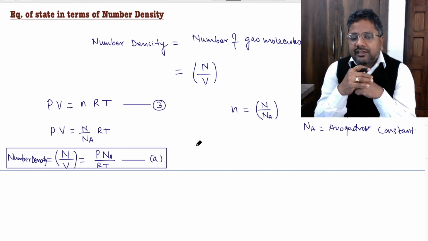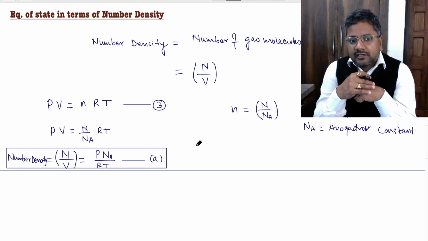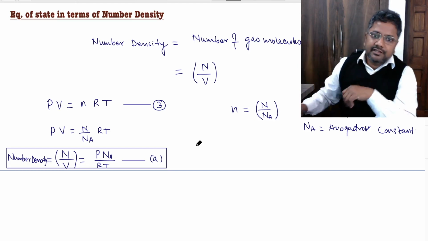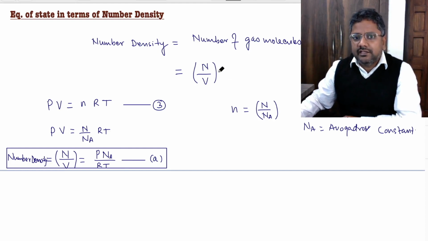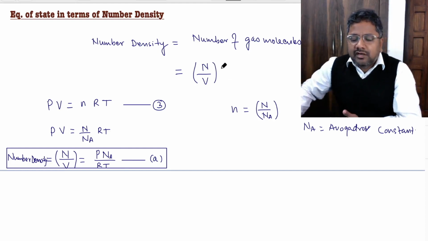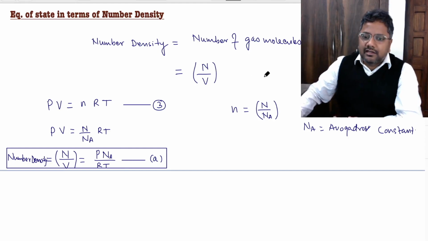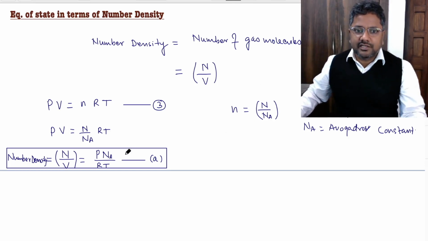Sometimes if we observe properties that depend on the number of molecules, those properties become important here. In that case, we prefer to use number density rather than mass density, right? And the unit accordingly you can justify: number per liter, or number of molecules per liter, or per centimeter cube or meter cube, right? So this is the calculation of number density, right?